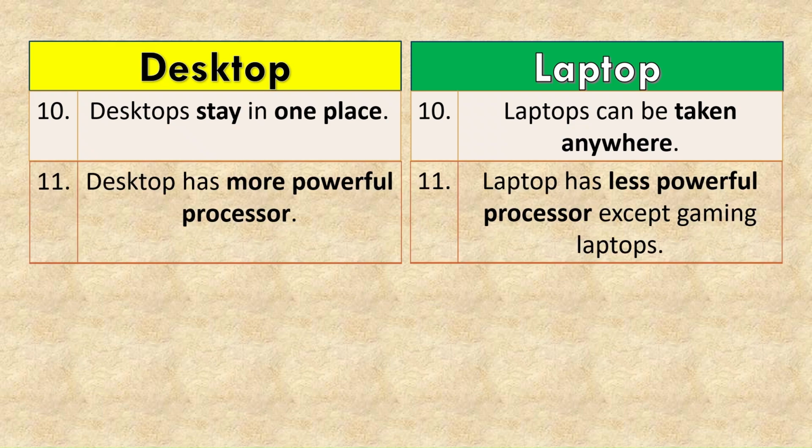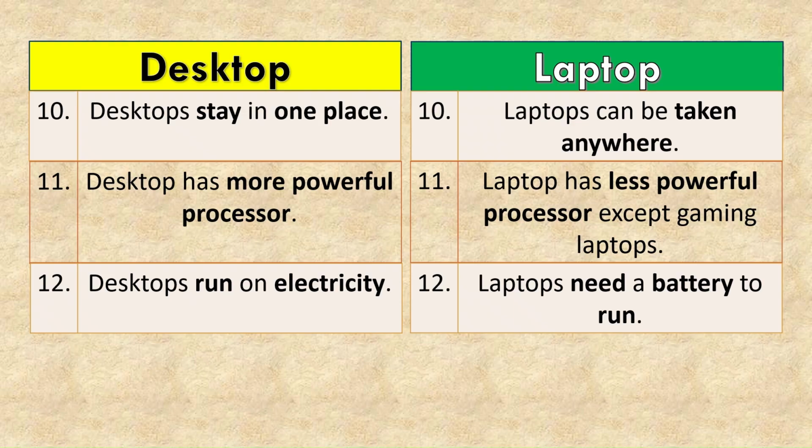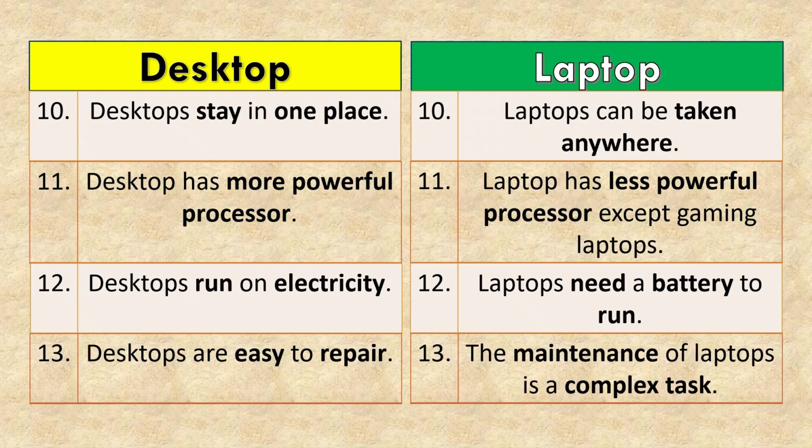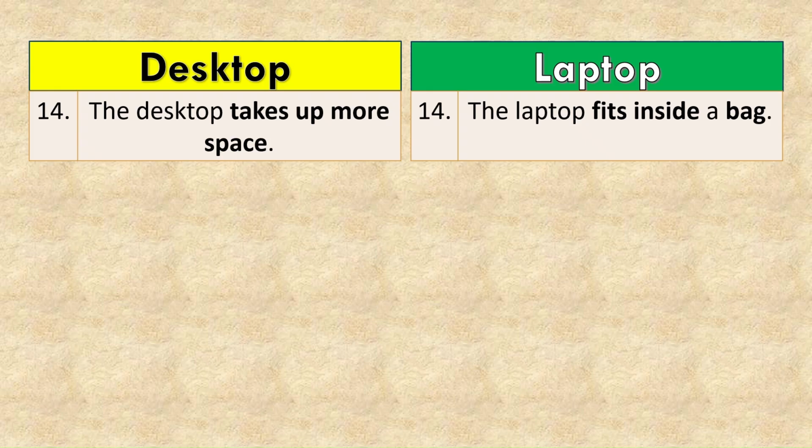Desktops have a more powerful processor. Laptops have a less powerful processor, except gaming laptops. Desktops run on electricity. Laptops need a battery to run. Desktops are easy to repair. The maintenance of laptops is a complex task. The desktop takes up more space. The laptop fits inside a bag.